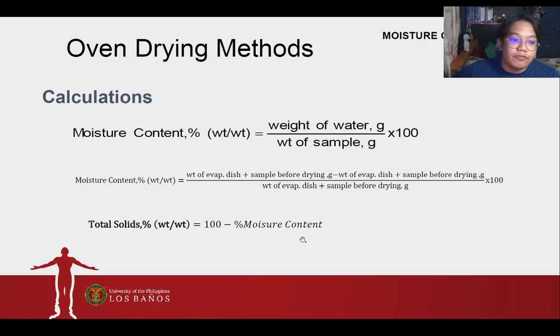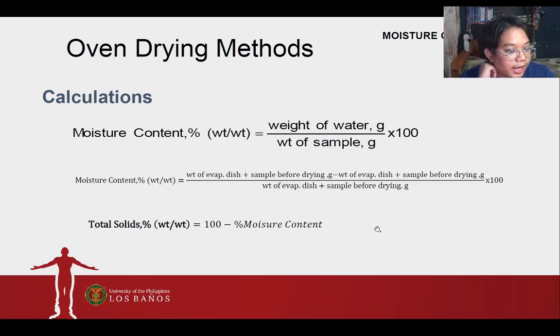Then, for the calculations of your moisture content using oven drying methods, so this will be the formula to be used. So, weight per weight lang 'to. So, percent lang ito. So, this must be the amount of water divided by the weight of your sample multiplied to 100. So, yung moisture content natin ay weight of your evap dish plus sample before drying. So, naka-parenthesis yan, no? Minus the weight of the evap dish plus sample after drying. Open parenthesis ulit. All over, weight of evap dish plus sample before drying.